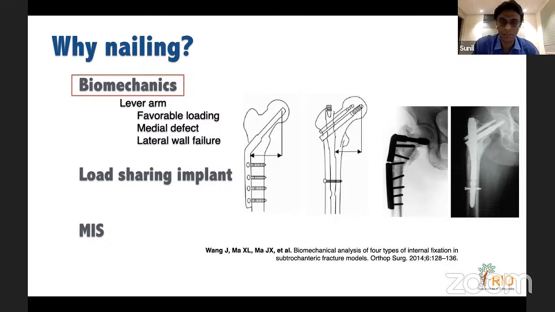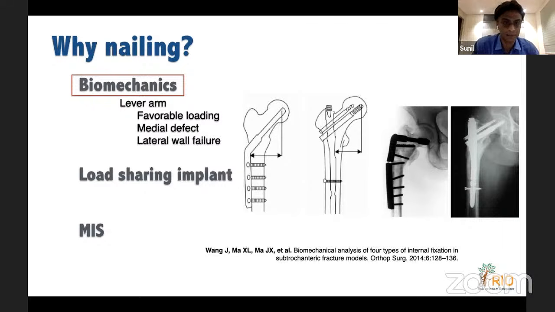A nail also tends to be a more load-sharing implant. So it tends to load the fracture if you allow weight bearing, and also during dynamic forces that act along the hip during range of motion. Being a load-sharing implant definitely helps with regard to loading patterns across the fracture and also in healing, and also allows the patient to be active and use the hip joint during the course of fracture healing.